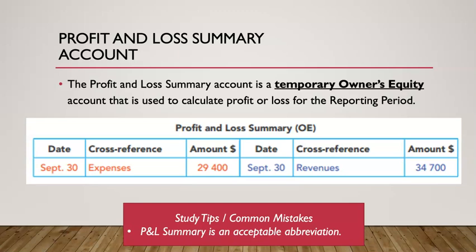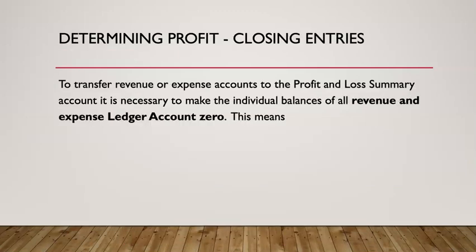But how do we get to this? How do we do this? Let's go through an example and explain the process. And before we do this, let's just explain this so we're all on the same page. To transfer revenue and expense accounts to the profit and loss summary account, it is necessary to make the individual balances of all the revenue and expense ledger accounts zero.